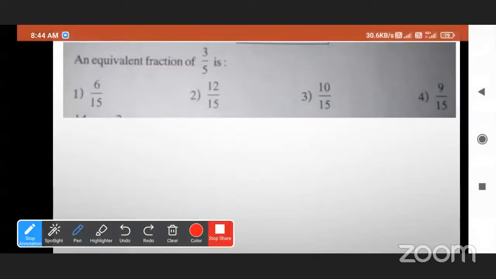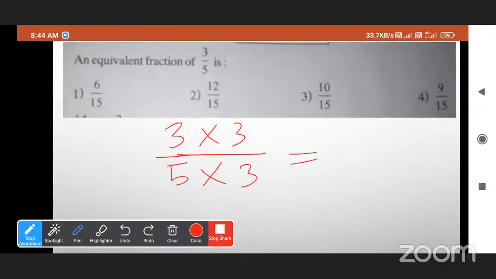Okay, we will check it. 3 upon 5. If we multiply both by 3, it is the correct way to check. So 3 into 3 is 9 and 5 into 3 is 15. So the fourth one is correct. Very good. Correct answer.